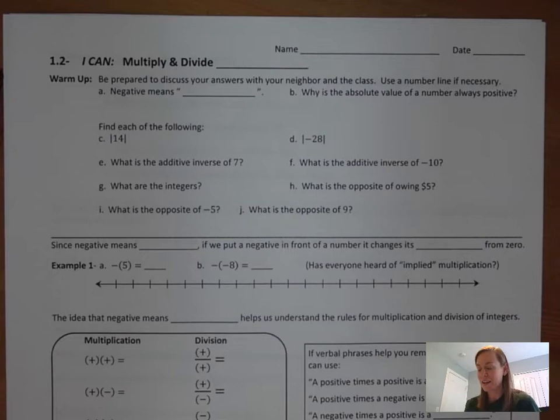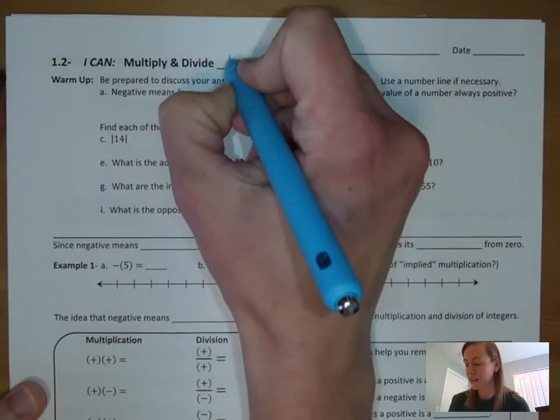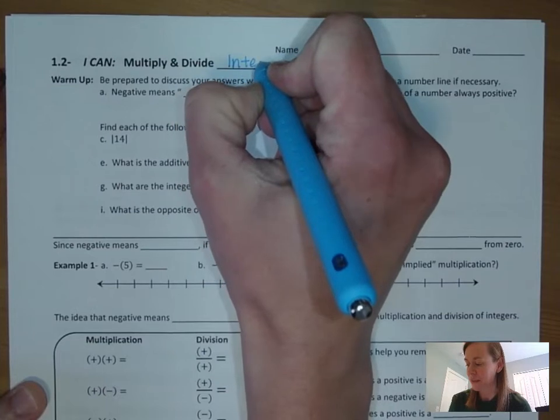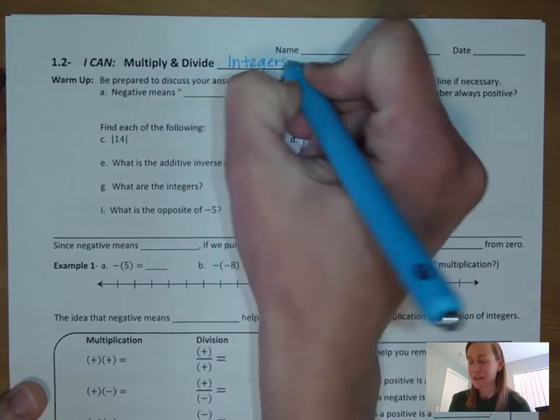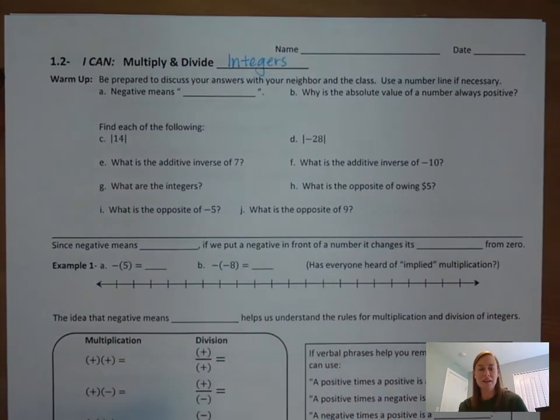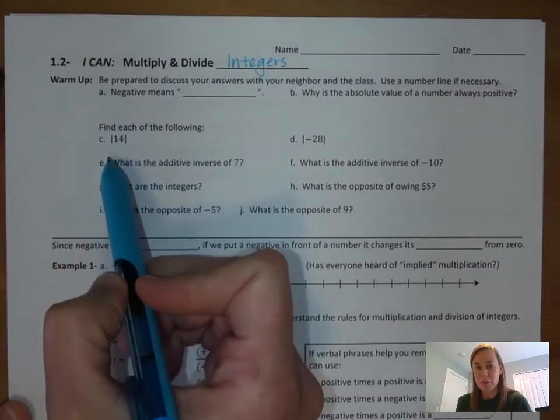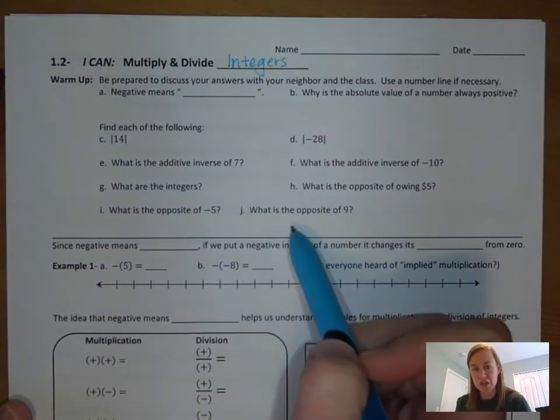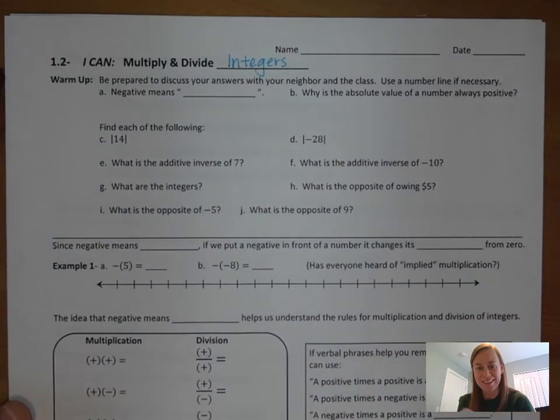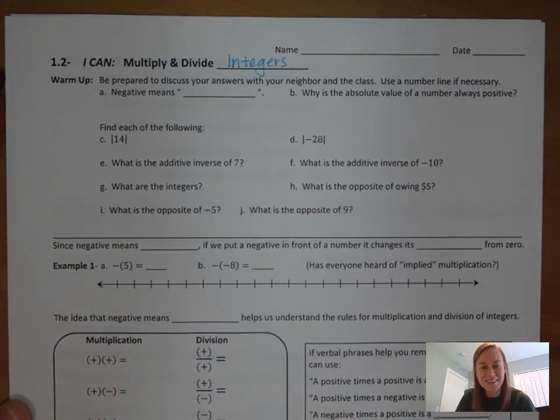So getting started, our I can statement for today: I can multiply and divide integers. There's that word again. As you remember, integers are the positive and negative whole numbers, including 0. So we have a little warm-up here. I want you to go ahead and pause this video and try to answer all the warm-up questions, all the way through to this letter J question right here. Okay, go ahead and pause now.